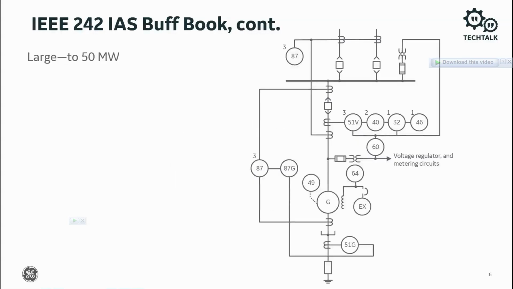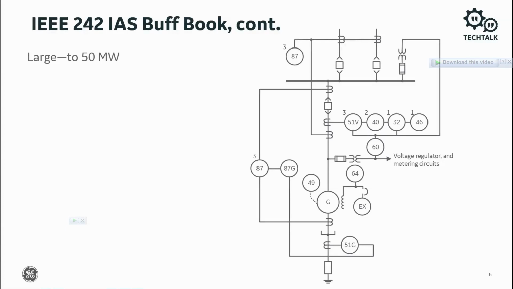The Buff Book specifies these protections from 12.5 to 50 megawatts. These are the recommended protections: 87 differential, 87G ground differential, 51V backup overcurrent, 51G backup ground time overcurrent. You could use RGF here as well. 40 impedance relay, the offset Mho circles at minus 90 degrees for loss of field protection.